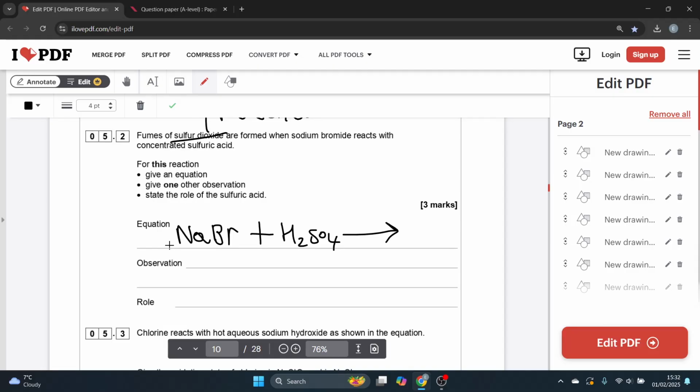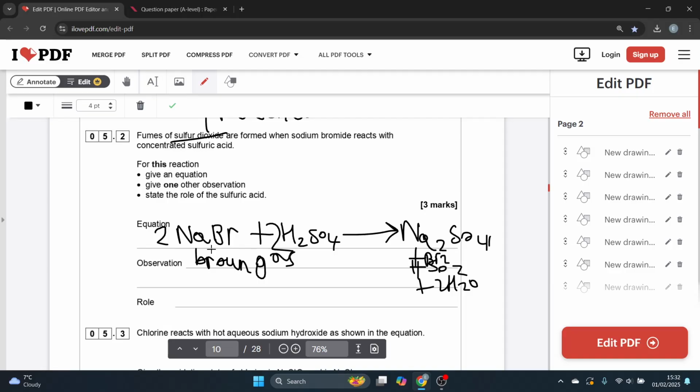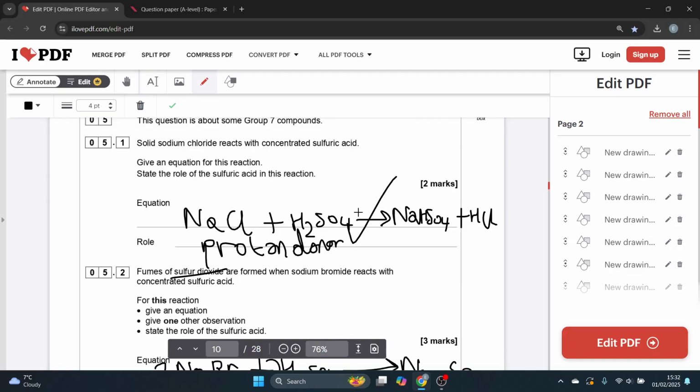Oh, okay, so it's going to be this equation where you've got 2 NaBr plus 2 H2SO4 to form Na2SO4 plus Br2 plus SO2 plus 2H2O. The observation: brown fumes, brown gas. And the role of sulfuric acid is an oxidizing agent. In this case, oxidizing agent. In the previous case, it was a proton donor.